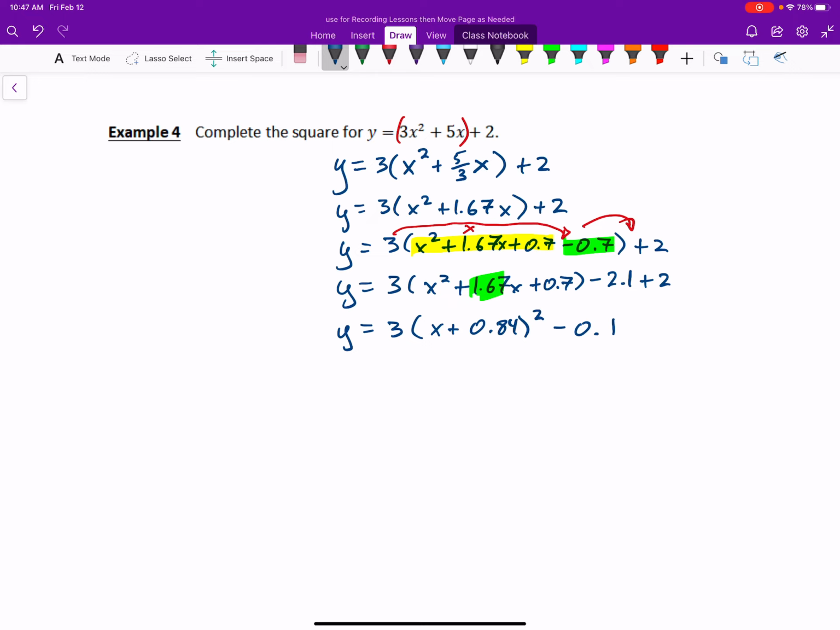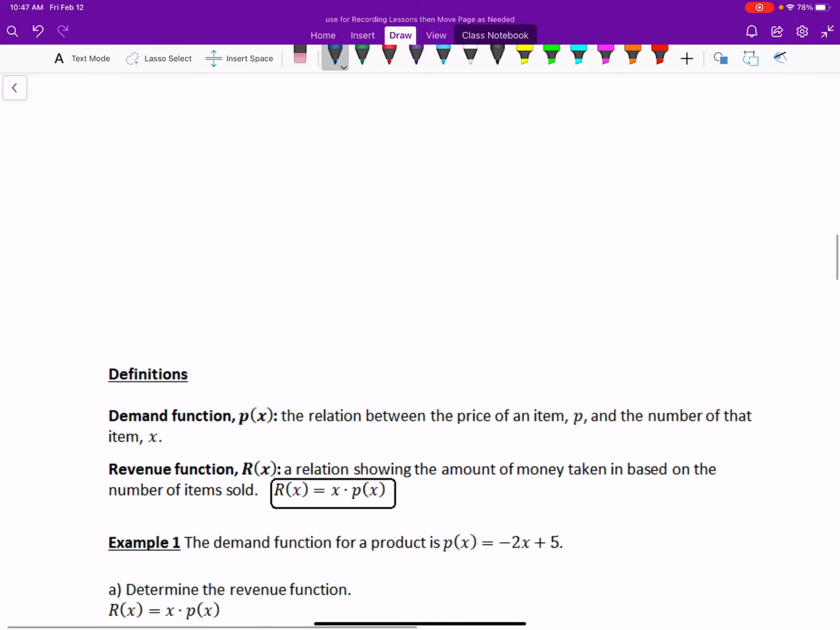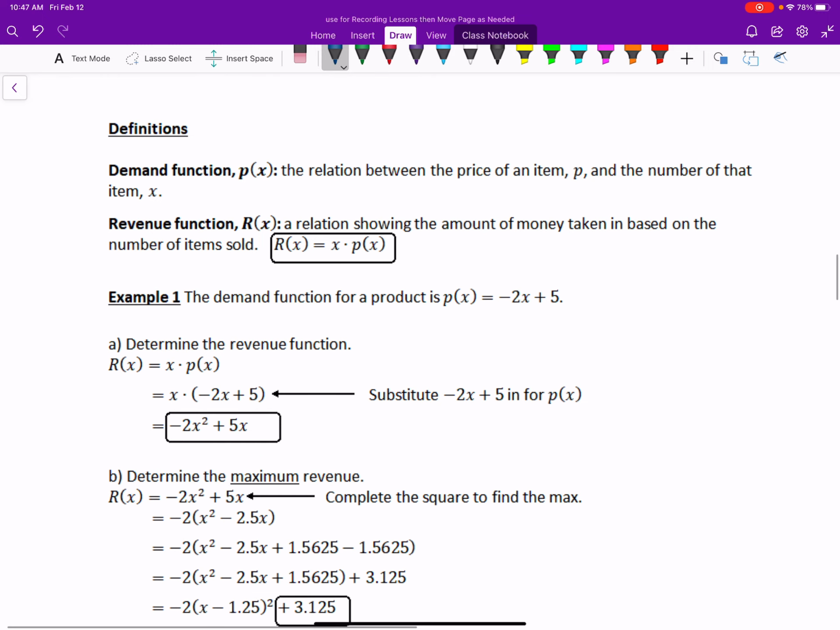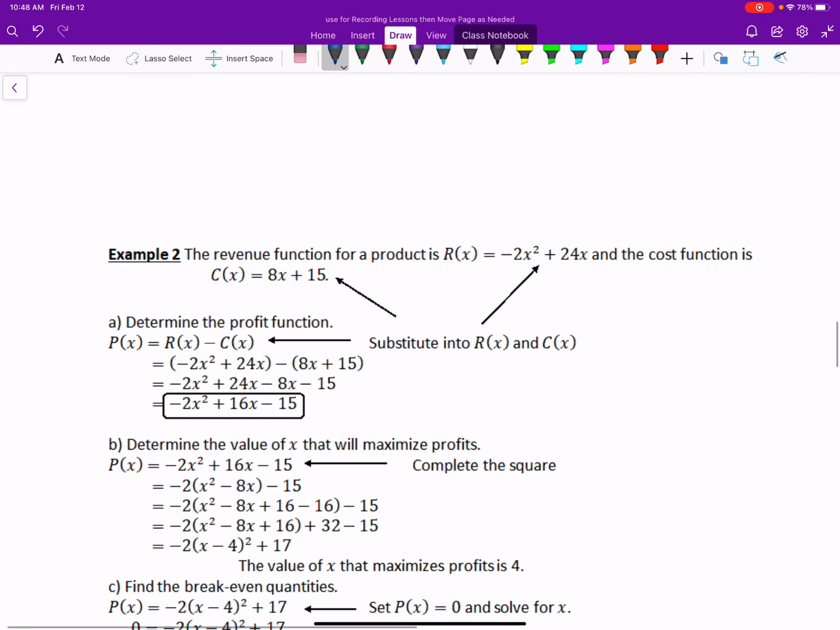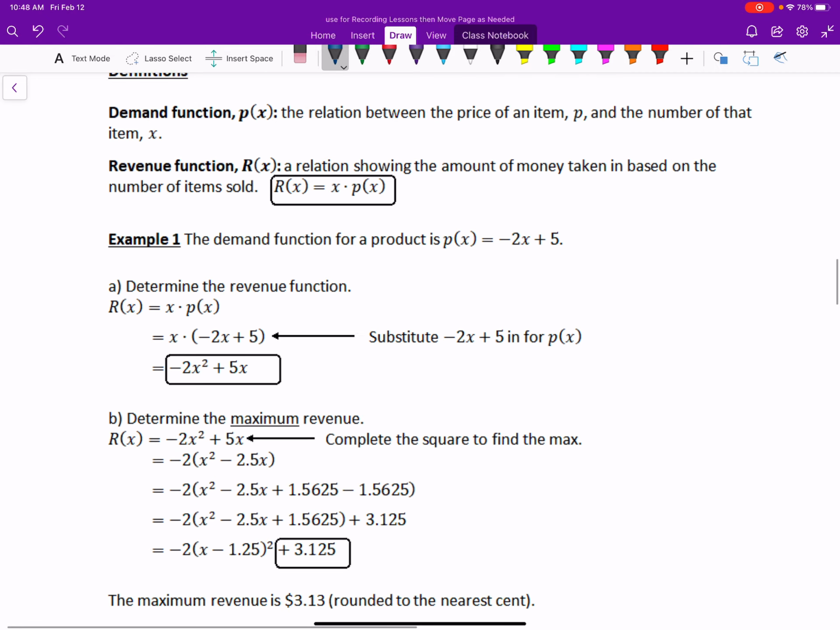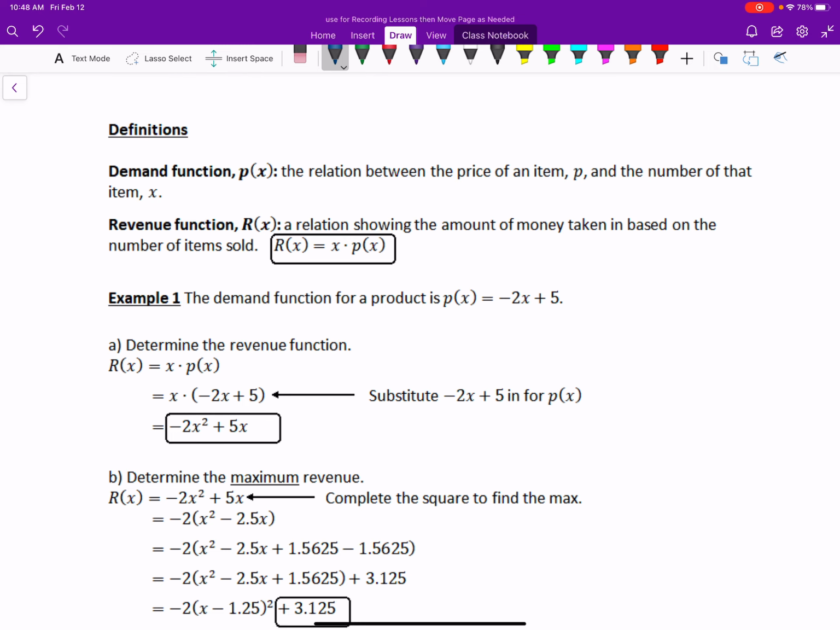But if you're not clear on them, make sure that you go back and look at my steps again. Now, there's one other thing that we're going to do in this lesson. It's pre-filled in. It uses completing the square, but it's related to it. So a couple more terms.